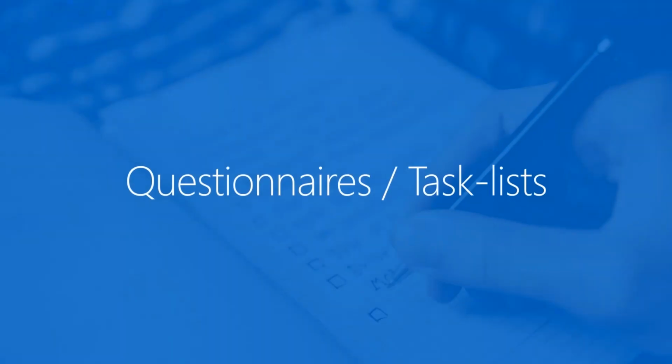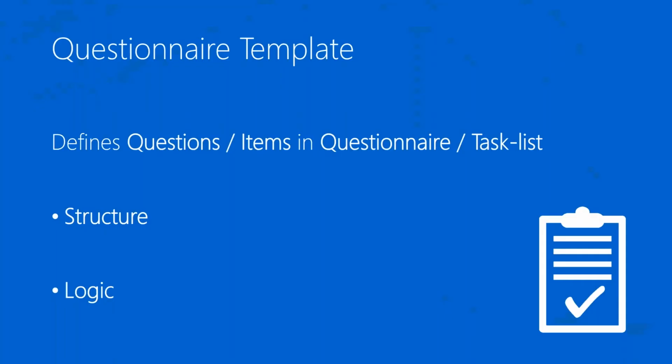So let's start with the technical details of the solution. As I said, at the heart of this, there are what we call questionnaires, task lists or checklists. These are defined in Resco by what we call a questionnaire template. Again, this defines the questions, the items in the questionnaire, task list or checklist. From now on, I will just call it a questionnaire for better clarity. So the questionnaire template defines the items, the structure of these items, and the logic behind a certain questionnaire.